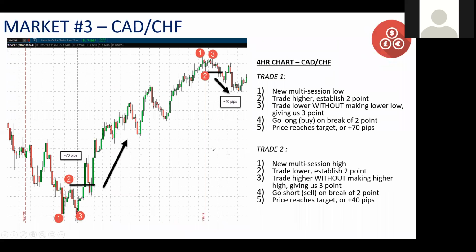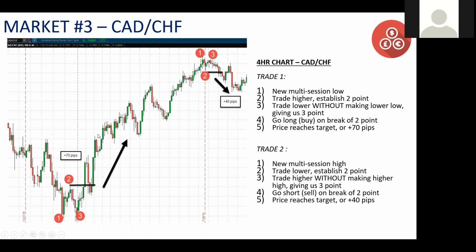This is a 4-hour chart of the CAD Swissy. I know it's not technically a commodity, but it's a commodity related cross here, the Canadian dollar. Here we have a 1, 2, 3 on a 4-hour multi-session low, double bottom. Again, the aggressive traders could get long on this initial breakout above the number 2. Boom, you're into the trade. Or if you wait for the market to come back and retest and or hook back above, that's where you can get in as well.